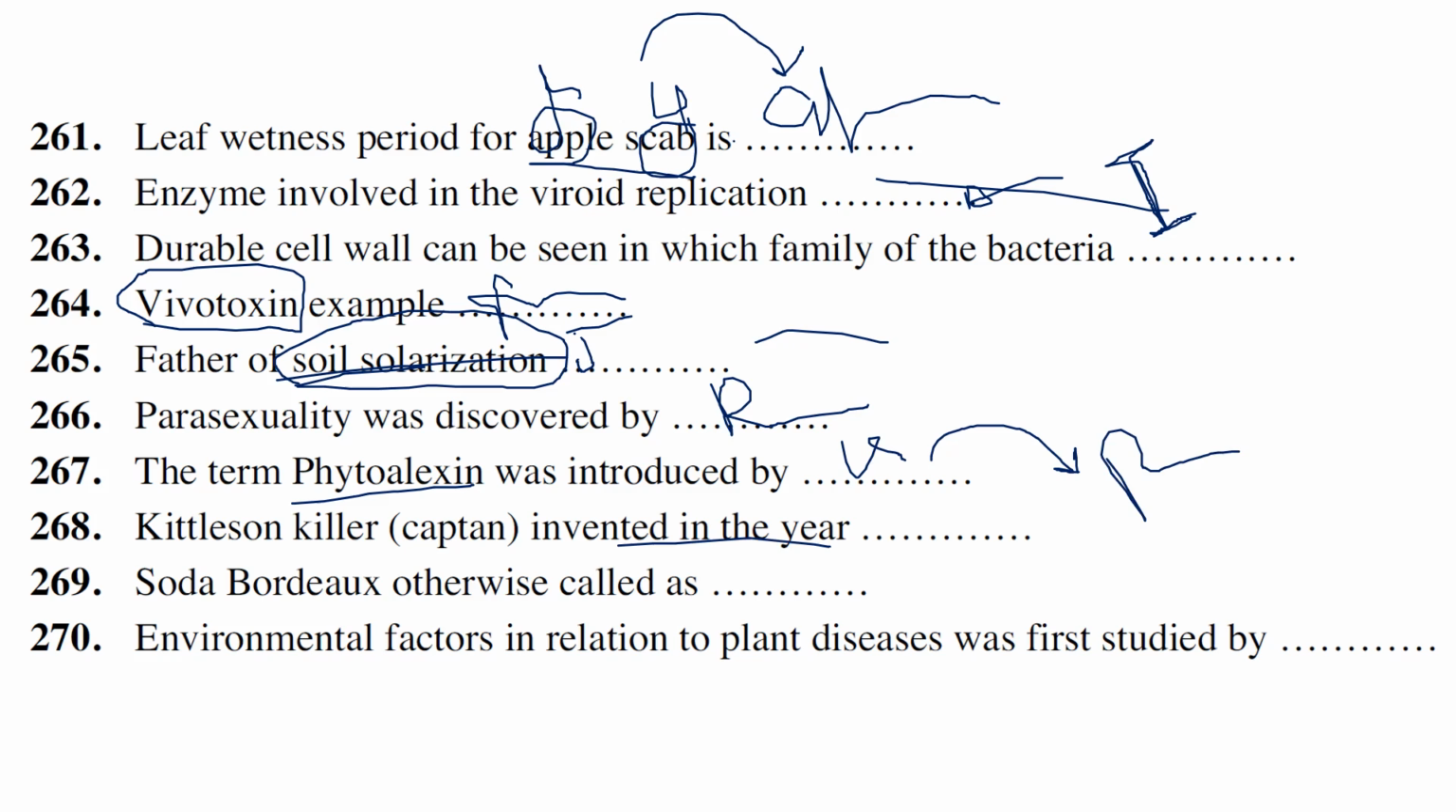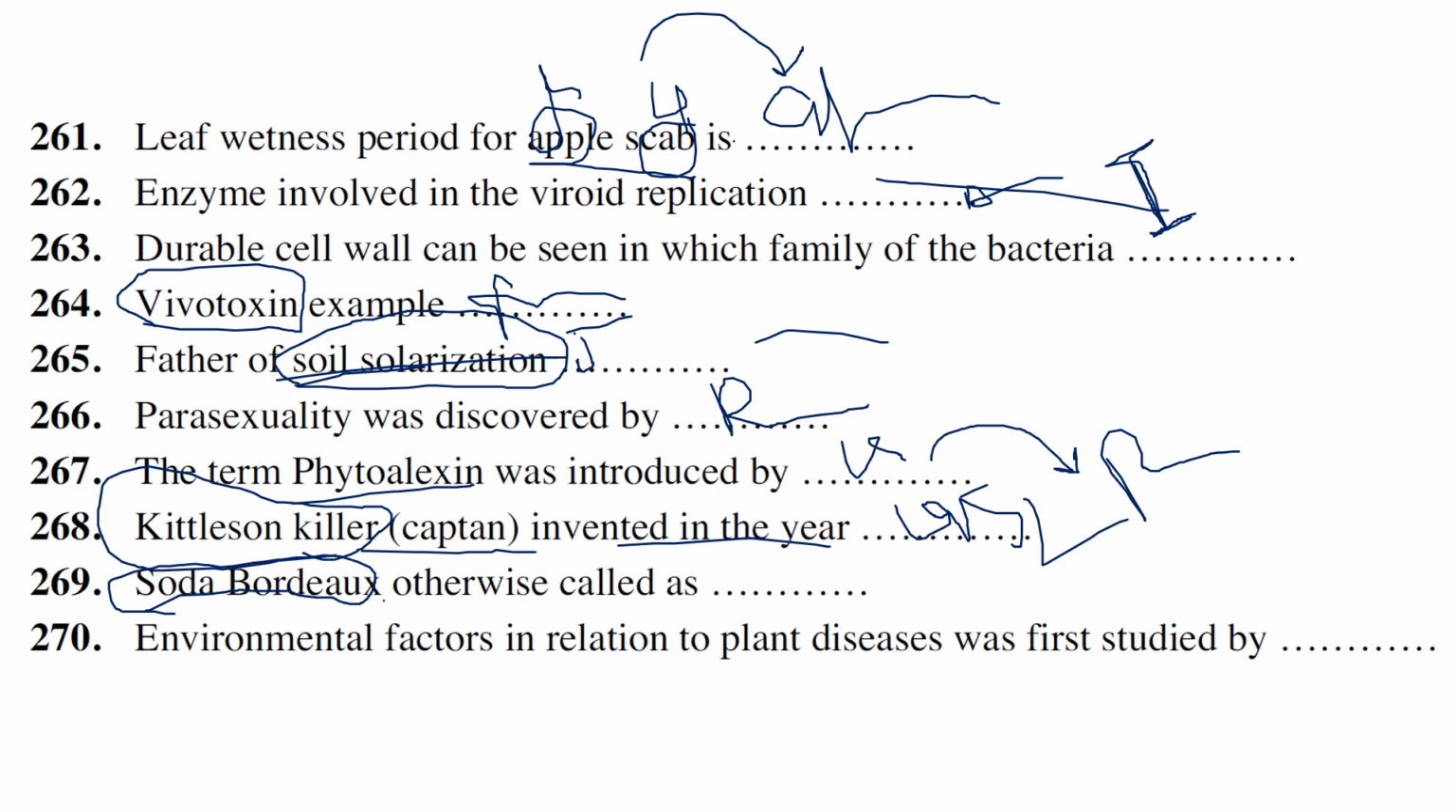Kitazin killer was invented in the year? This question was asked in 2021: 1952. Kitazin killer is otherwise called Captan. Why is it called Kitazin killer? Because it was invented by Kitazin. That's why it is known as Kitazin killer. This Captan is generally recommended for seed treatment and other purposes as well. But it was invented in the year 1952. Soda borax: burgundy mixture is also known as soda borax. It is a very important one.